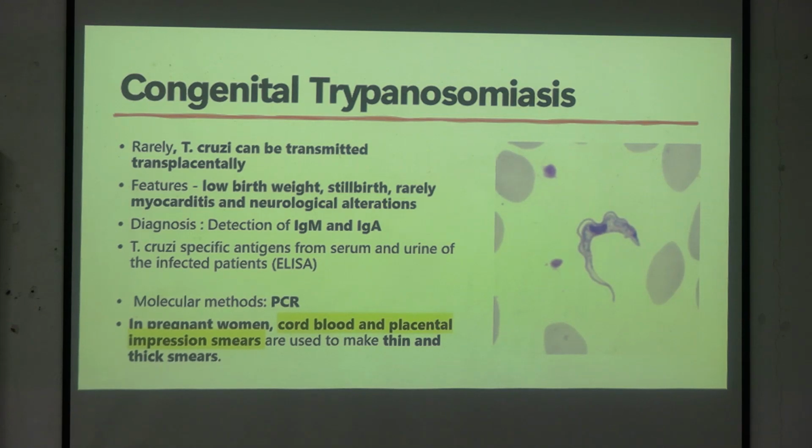Features are low birth weight, stillbirth, neurological alterations, myocarditis, all of these will be there. One thing that is very important to remember in this part is, in the pregnant woman, the cord blood and the placental impression smear is very important. From cord blood and placental impression smear you have to make a slide, thick and thin slide. From there you can detect this organism. So remember this, from cord blood and placental impression smear you can make thick and thin smear, from where you can detect this trypanosoma.